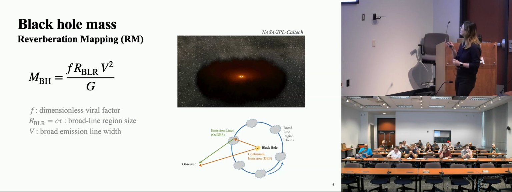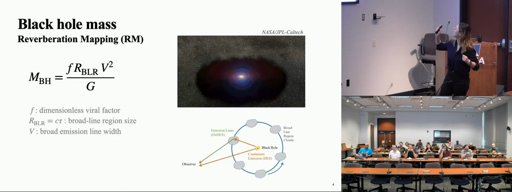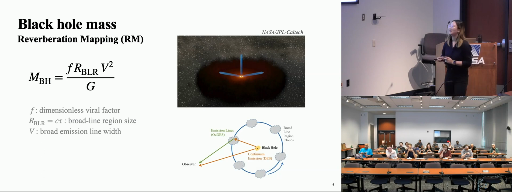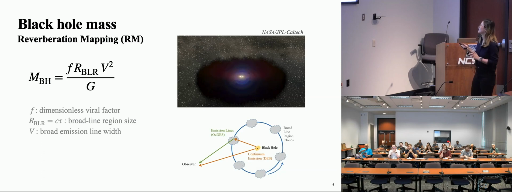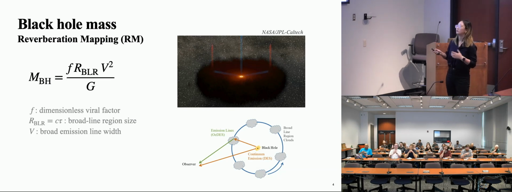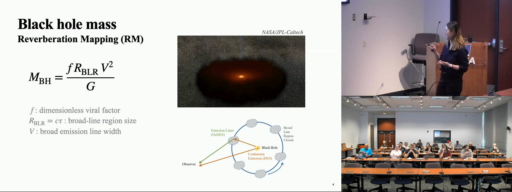The basis of this method is measuring the time lag between the continuum and the reprocessed flux from the broad-line region clouds. By obtaining the time lag between the two, you have the distance from the clouds to the center. Then you combine that with the velocity of the cloud, so you can use this equation to obtain the black hole mass, with some assumptions, of course.